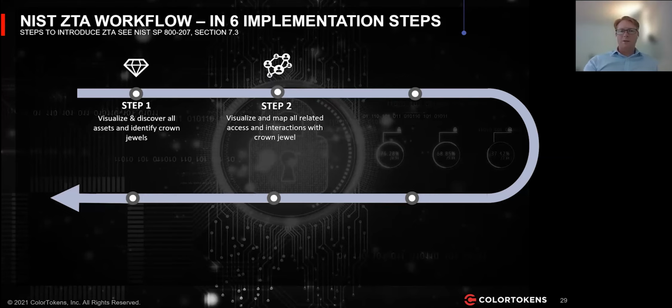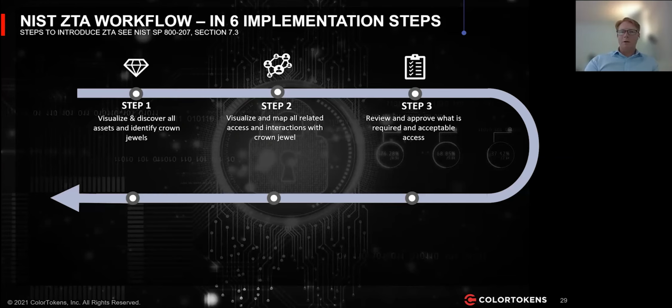Step 2 is then to look at one crown jewel at a time, one business critical system at a time, and then visualize and map out all the related access and interactions with that crown jewel, because that is used as our baseline to understand what is the known good required access to this system that needs to happen to not have business interruptions and serve its purpose.